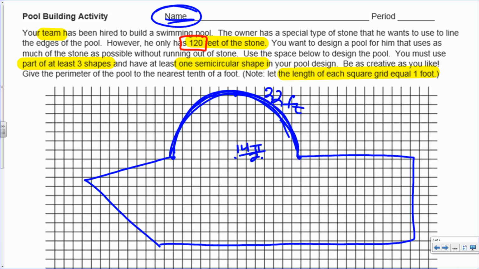Make sure you get the perimeter to the nearest 1/10 of a foot, which means 1 decimal place. Now, please remember that the length of each square grid equals 1 foot. So as I was counting along, each square is just 1 foot. So this is a 1 by 1 square. So you're going to have the rest of today to work on this.